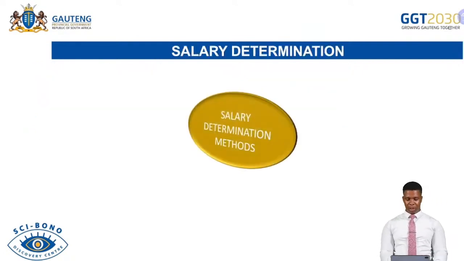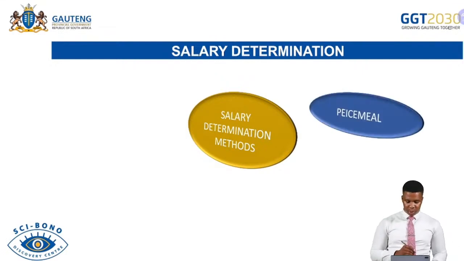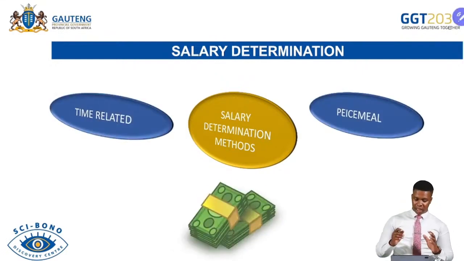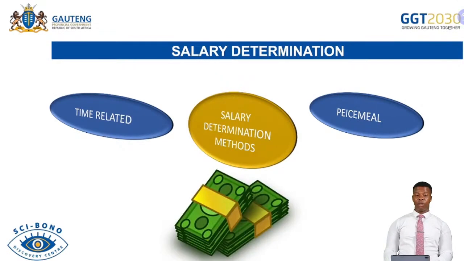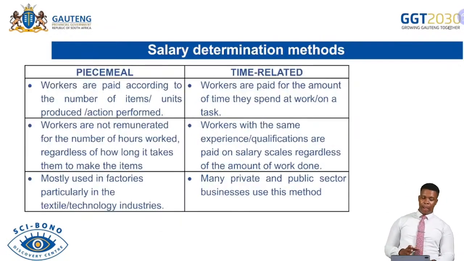Now, salary determination. After a worker has been placed, now we talk about money, how the salary is determined, the compensation, the remuneration. Piecemeal or time related. This is salary determination, to say how will the salary be determined? How will the money be determined for the workers? So we have two methods. We have the piecemeal and we have the time related. Now let us see the difference between the two.